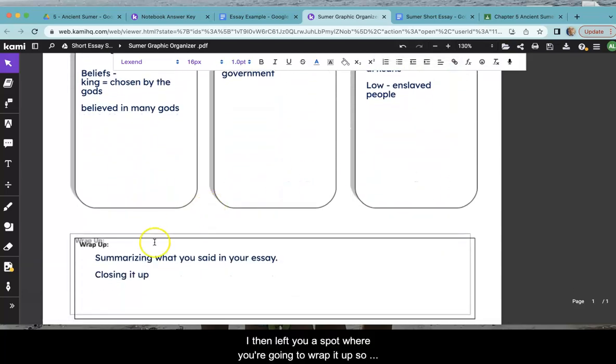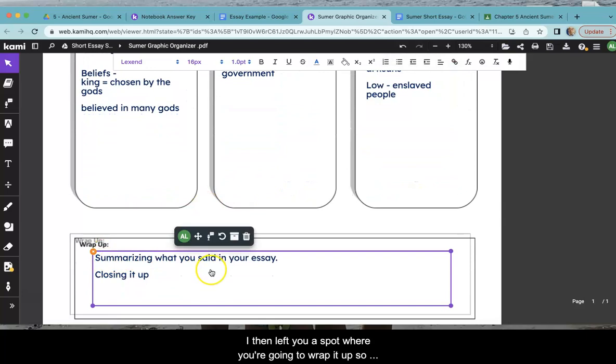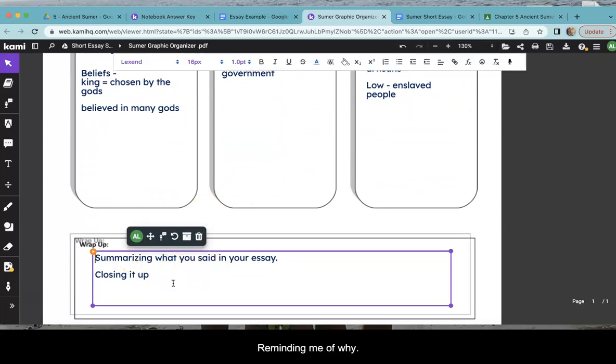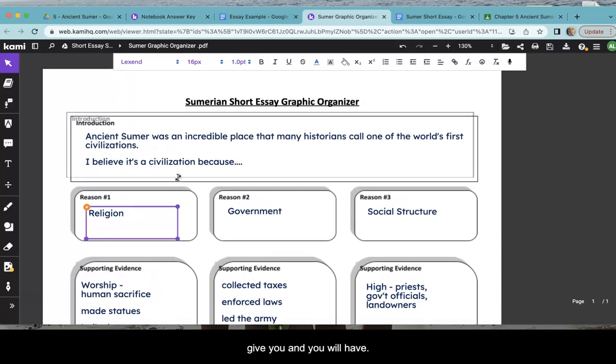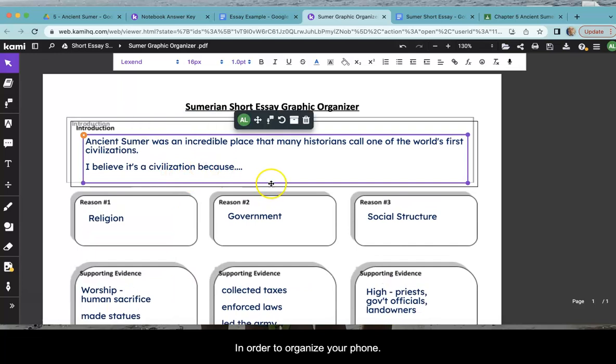I then left you a spot where you're going to wrap it up. So summarizing what you said in your essay, closing it up, reminding me of why you wrote the essay. So this graphic organizer is something that I'm going to give you and you will have in order to organize your thoughts.